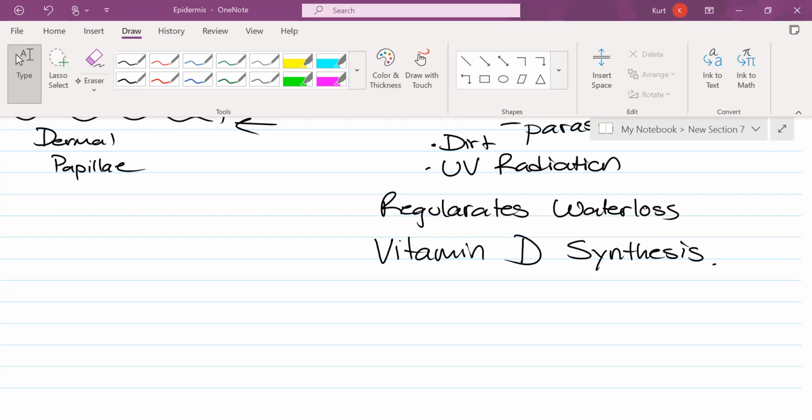Put in parentheses after dilation of dermal blood vessels, put vasodilation, V-A-S-O dilation, one word. Dilation is already on the screen, V-A-S-O dilation. It means blood vessels getting wider to improve blood flow.